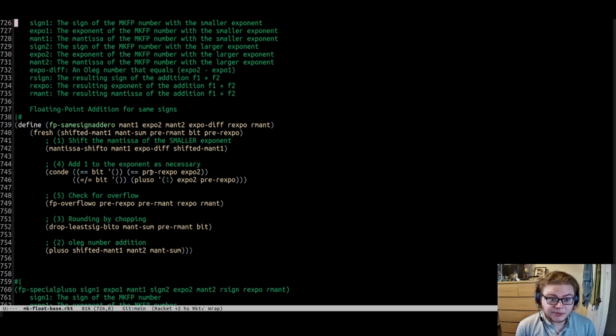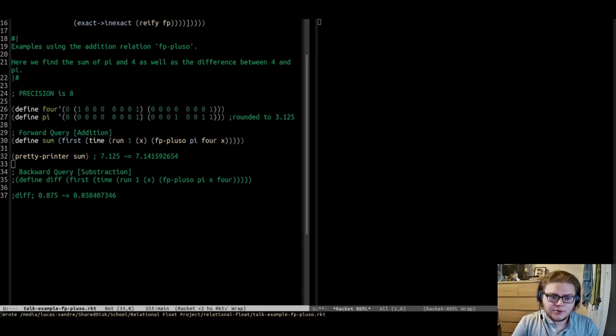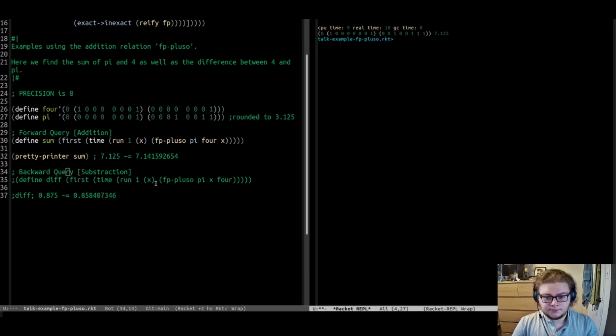So that was our implementation for FP plus O, and now I'll show you a quick demo. In this example, I have prepared two queries which use FP plus O. The first query will compute the sum of 4 plus pi, and then the second query will compute 4 subtract pi. Let's run the first example. Here we go. The query resolves really quickly, and we get the expected result. Because we're using 8 bits of precision, pi gets rounded down to 3.125.